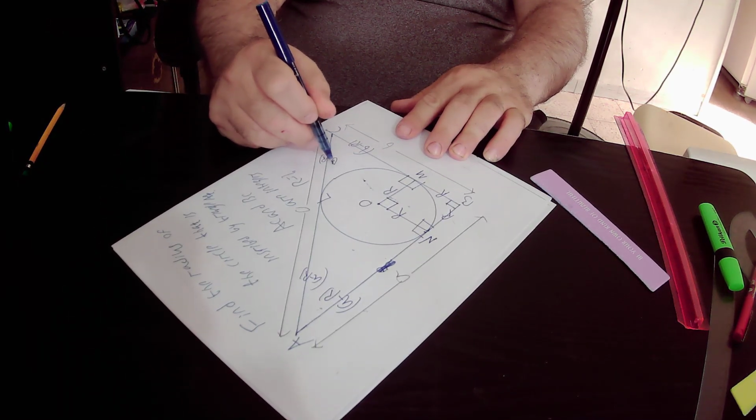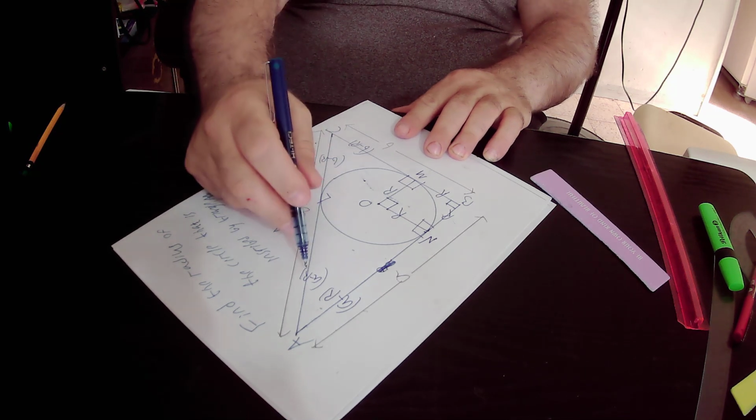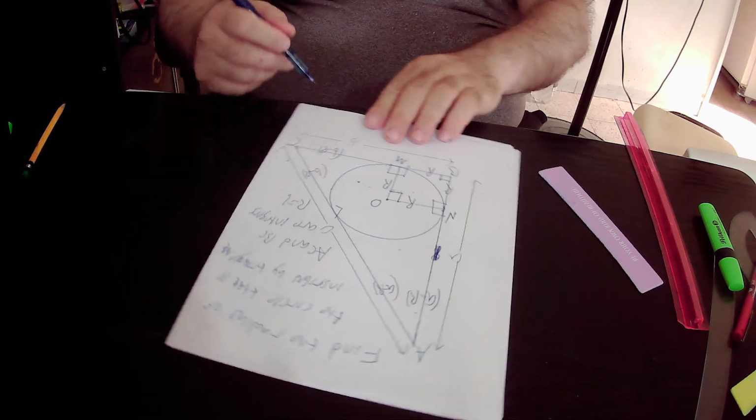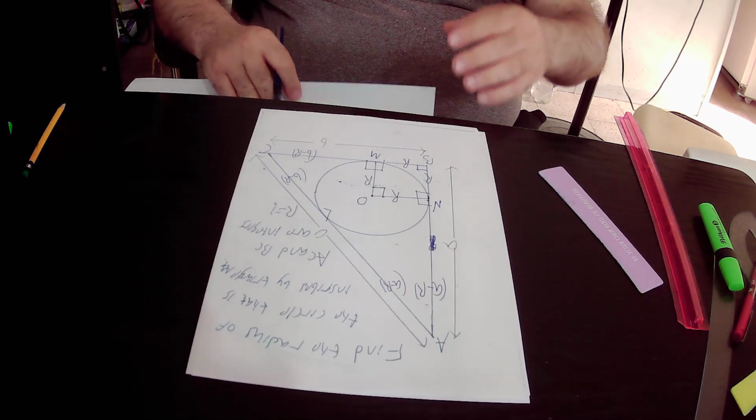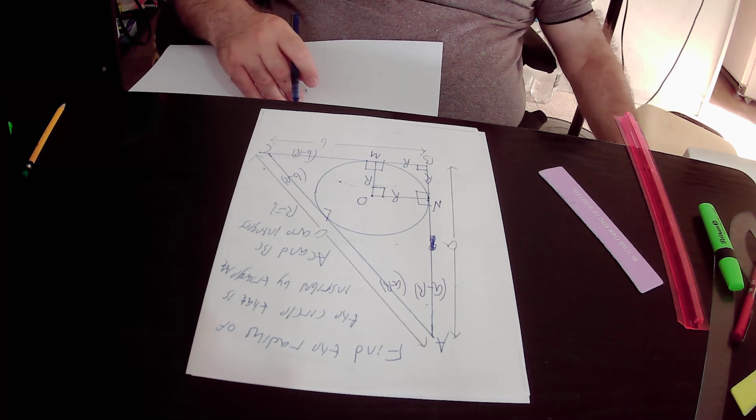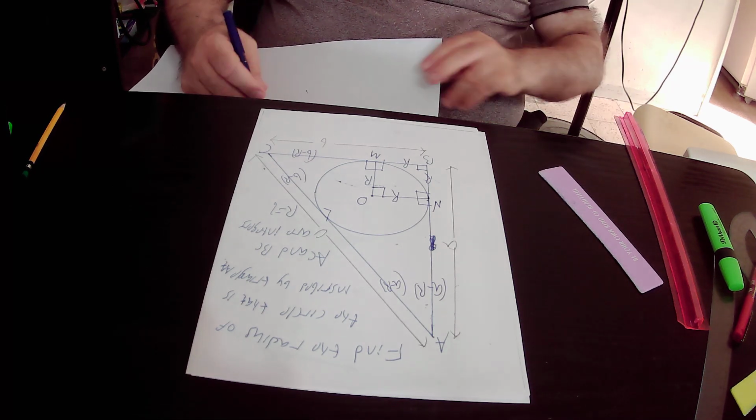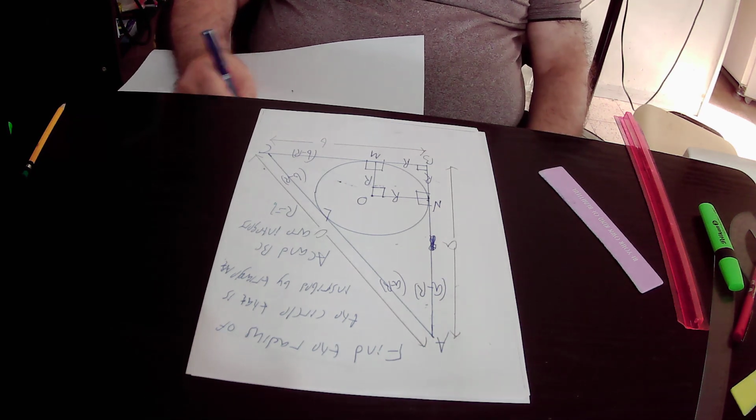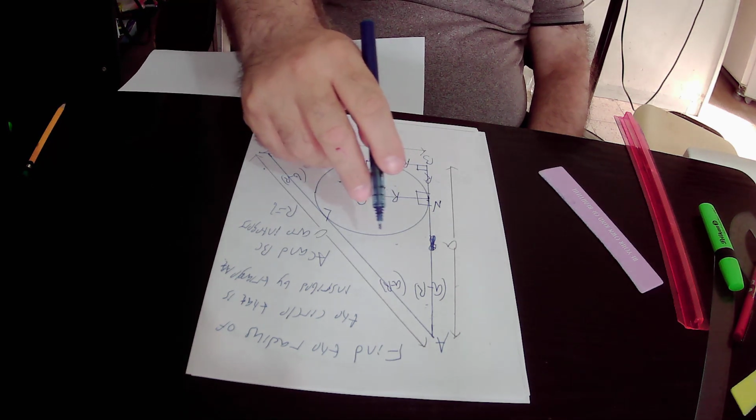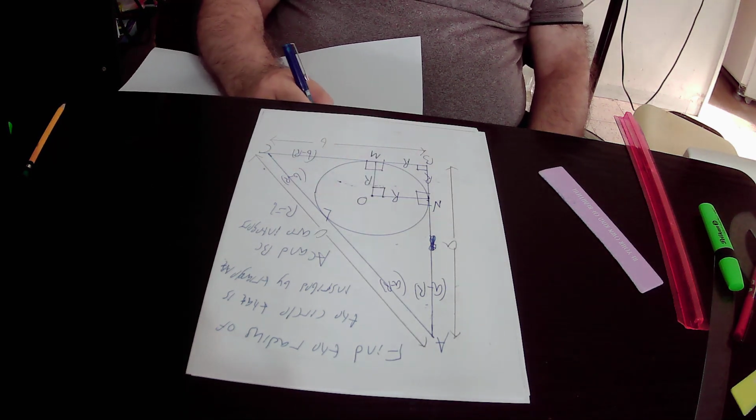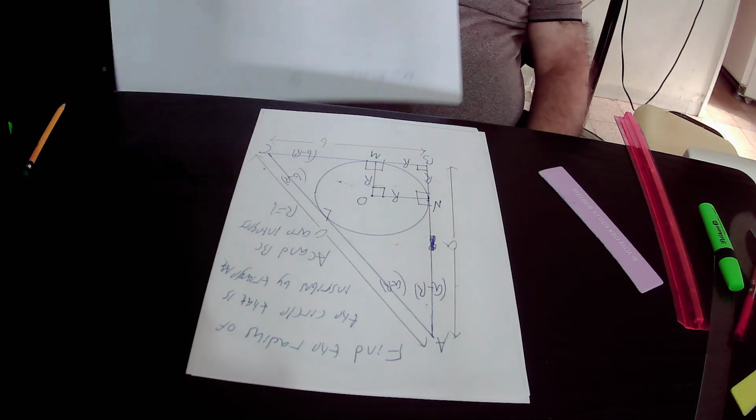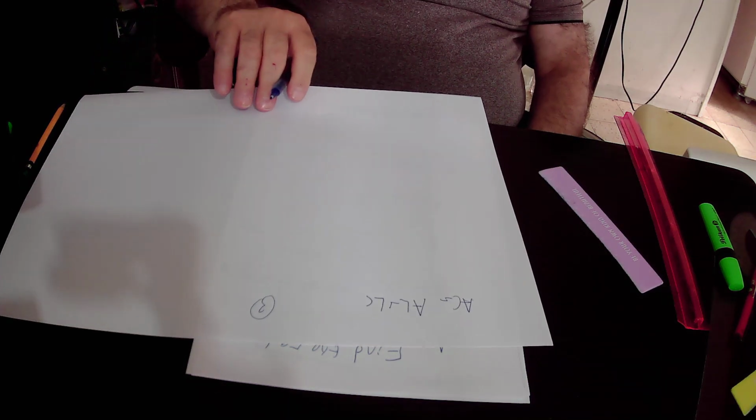Okay, so in conclusion, we found out that AL equals A minus R and LC, or CL, equals B minus R. So what is the length of the hypotenuse AC? From the drawing, it is very easy to see that the length of the hypotenuse AC equals AL plus LC.